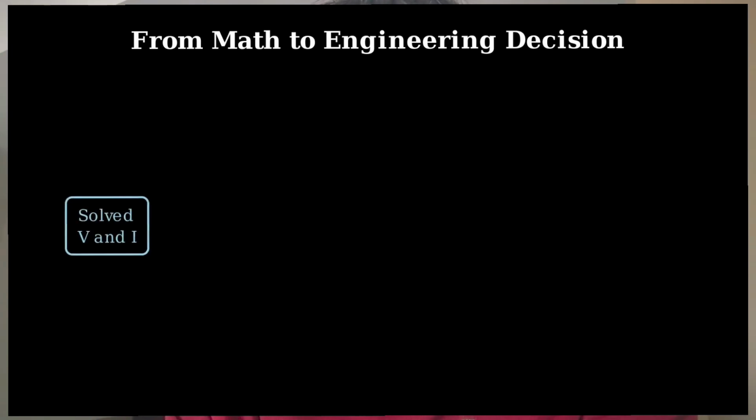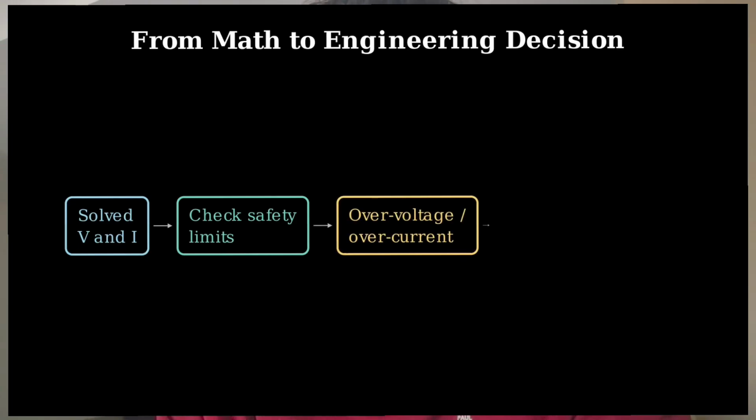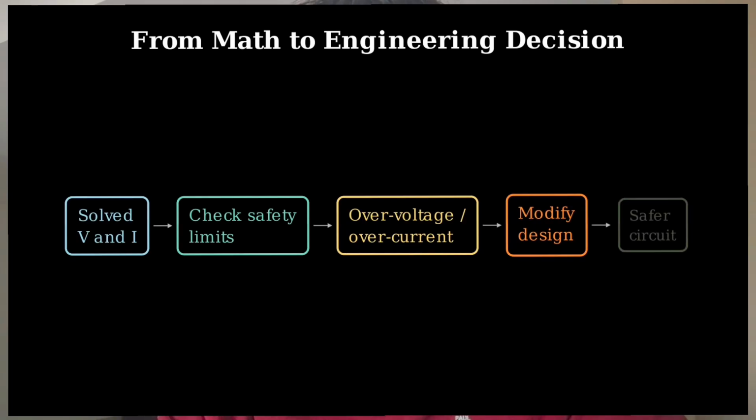Now we connect the mathematics back to engineering. The linear system gives node voltages and branch currents. Engineering uses these values to make decisions. If a calculated voltage is higher than the safe rating of a component, the engineer may choose a component with a higher voltage rating or redesign the circuit. If a branch current is too large, it may cause overheating or component failure. Then the engineer may increase resistance, change the circuit structure, or replace the component.